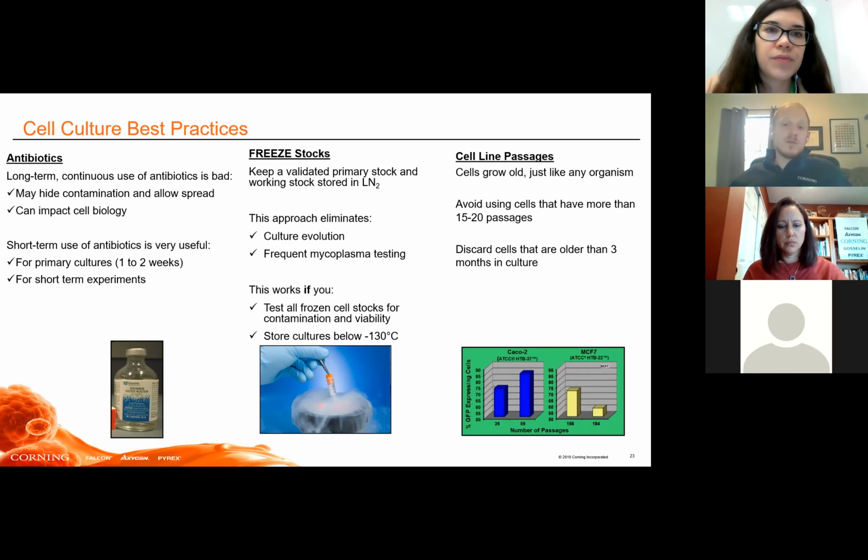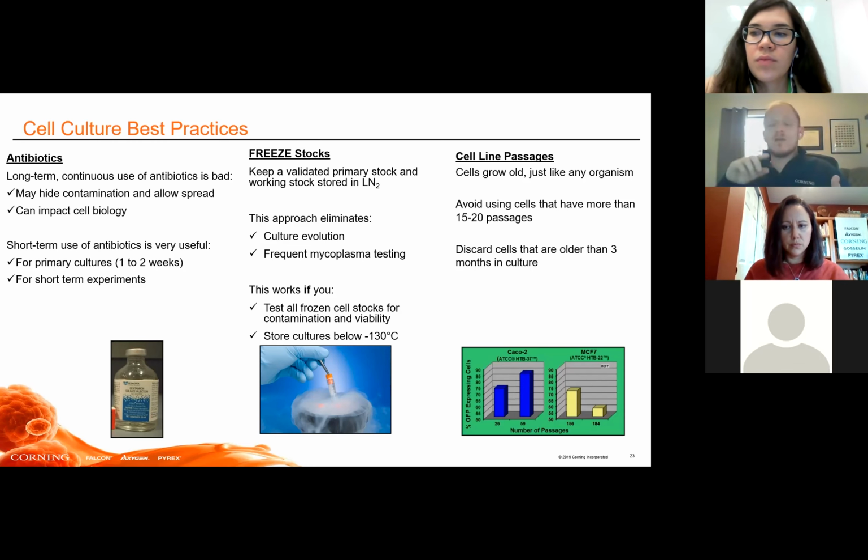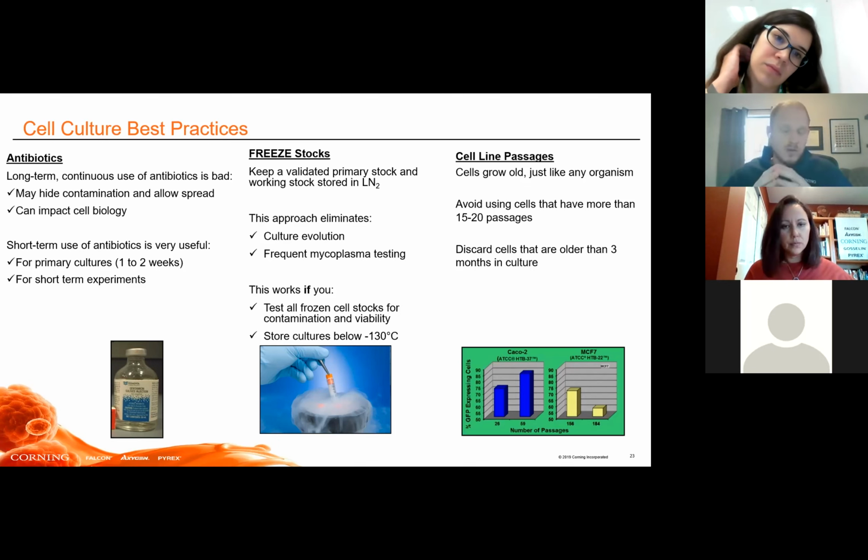You should employ some controls and best practices around freezing your stocks. So it's really important to have a validated primary stock stored in liquid nitrogen, just in case anything happens to your working stock cultures, just in case they do get contaminated, or you run into an issue where you damage the cultures by adding a reagent that you shouldn't have, or whatever. There's a long list of things that could happen to your cell culture.